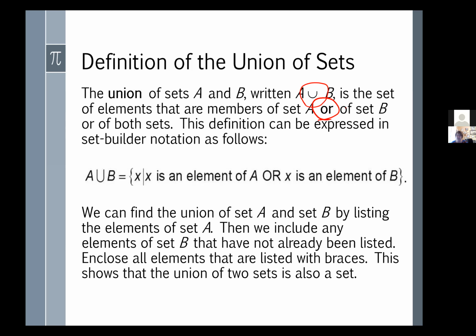The definition can be expressed in set builder notation: A union B is the set of X such that X is an element of A or it's an element of B. Now, the way to find the union of two sets, this is the way I do it. Just list all the elements that are in A. Then you go to B. Are there any elements in B that you haven't already listed? And if there are, you add those to the list. So A union B is the joining of the two lists.